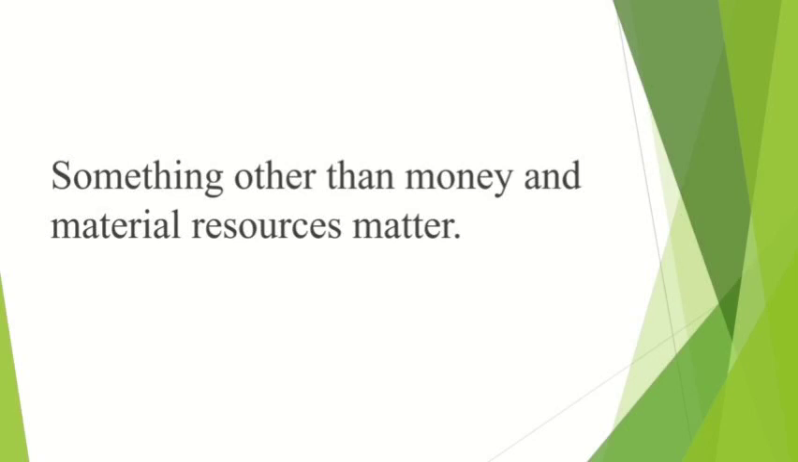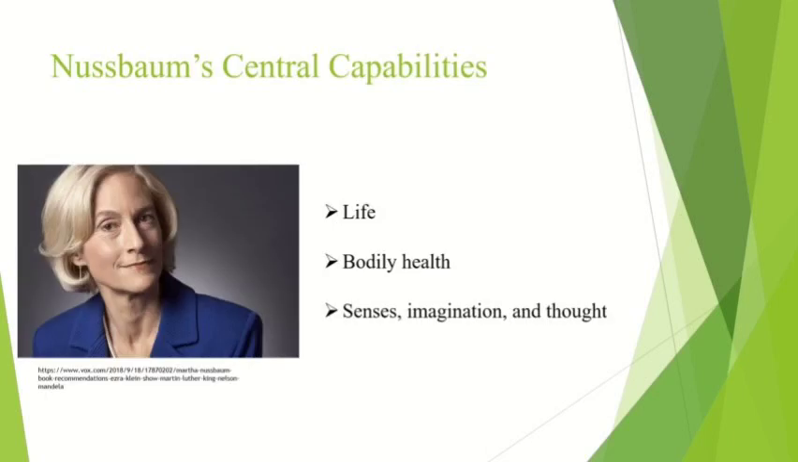From this, we know that something other than money and material resources matter. So what is it? The answer can be found in the writings of a philosopher named Martha Nussbaum, who created a list of 10 capabilities which she defines as central to an individual's well-being and dignity. Since we know poverty is a combination of things, we are concerned most with Nussbaum's central capabilities of life, bodily health, senses, imagination, and thought. These are the capabilities that will help us understand how to measure poverty.